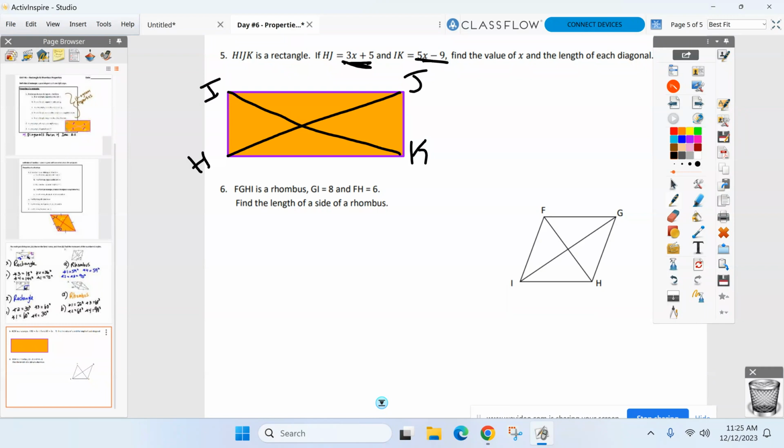They do bisect, but it's specifically for a rectangle. Diagonals of a rectangle. What's it say there? Congruent. So that allows me confidently to set this up. Solve for x. I think x comes out to be, what do we got here? 7.